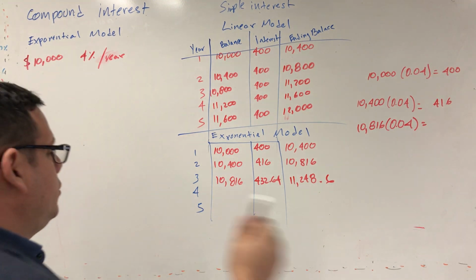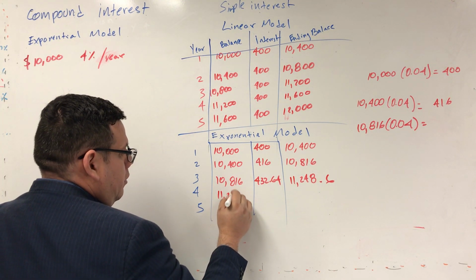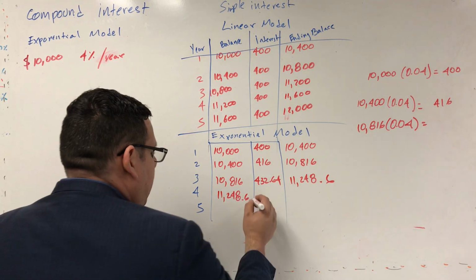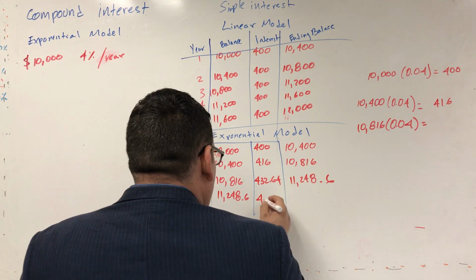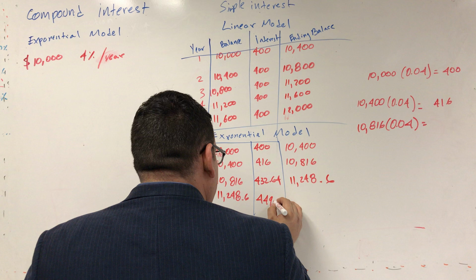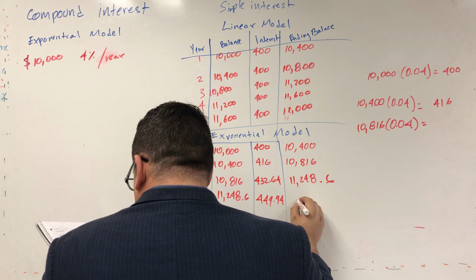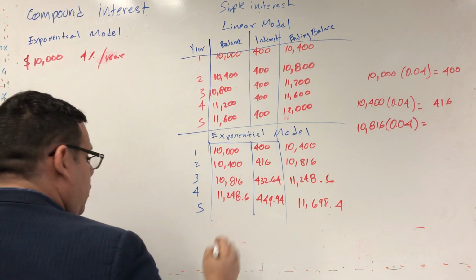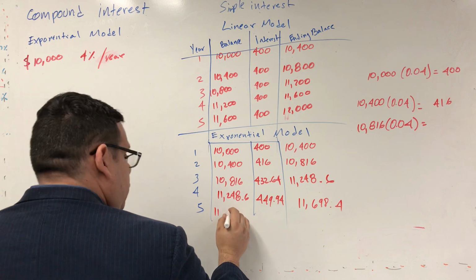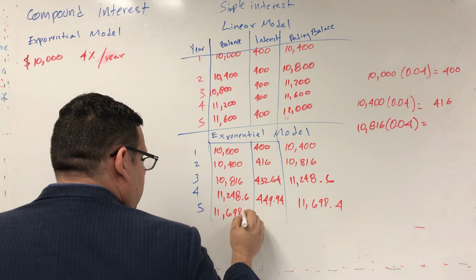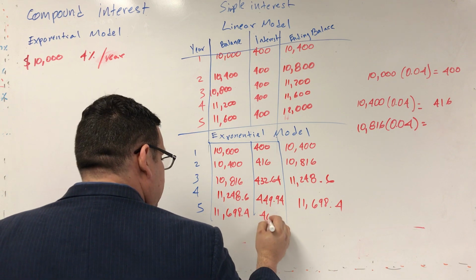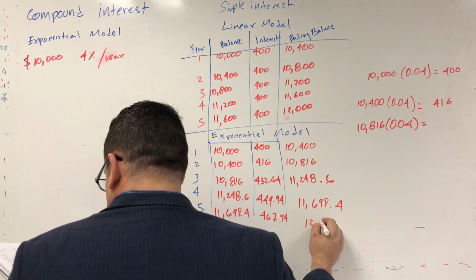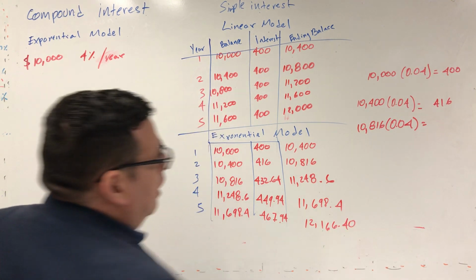Then you start the 4th year with that money in your pocket, and it will gain more interest. So you will have 449.94, and the ending balance will be 11,698.4. Then you continue with the same amount. Now the interest will be more, $467.94 to get this.